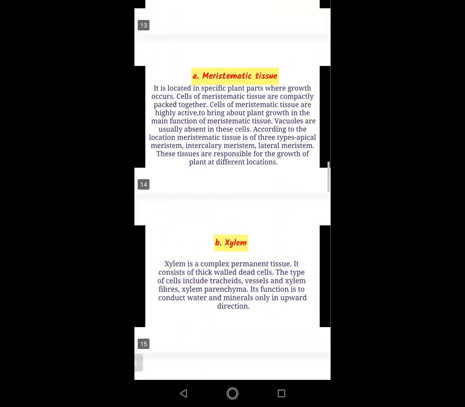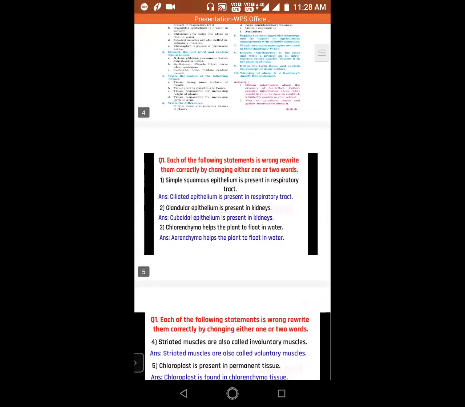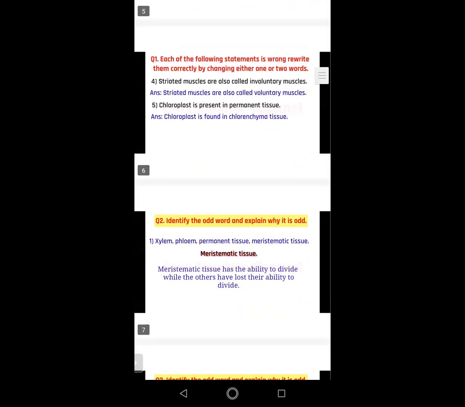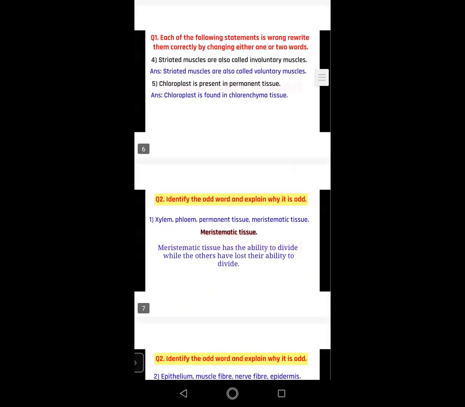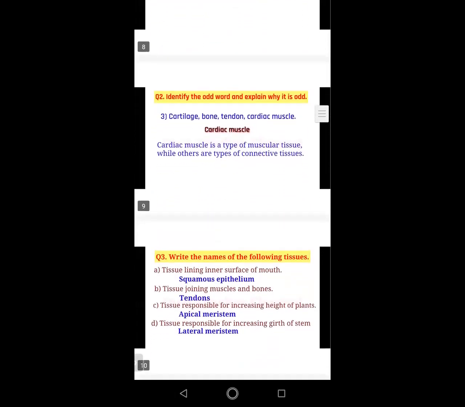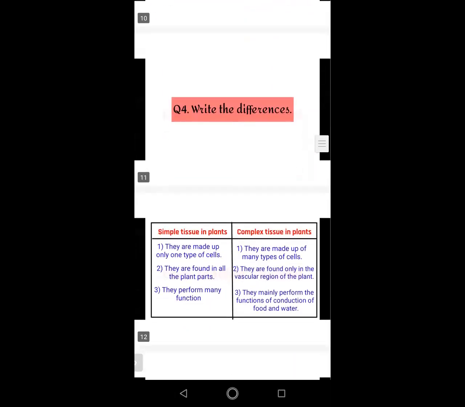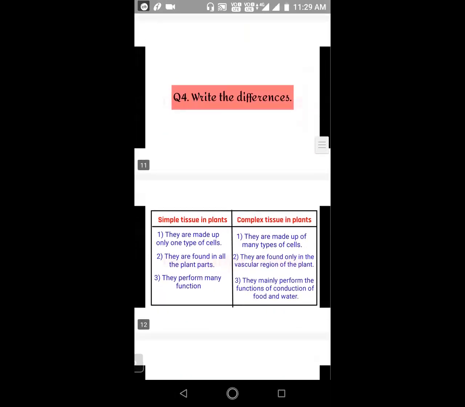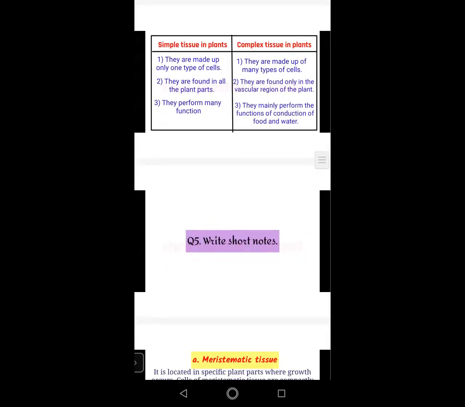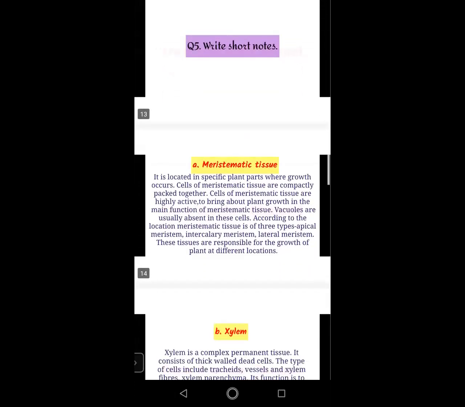Now, students, we will look at what we have seen today. Today we have seen exercise question number one and question number two, explain the odd word and corrected statement. Question number three, write the names of the following tissues. Write the difference. And write short notes. We have just gone through meristematic tissues and xylem.